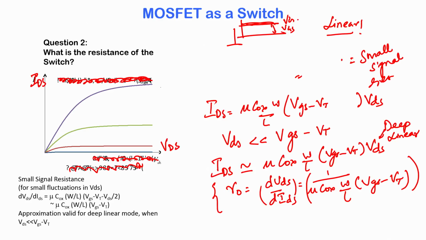Okay. So here there should not be a VDS by 2 term existing. So that part is probably not very accurate. It's a typo on that slide.